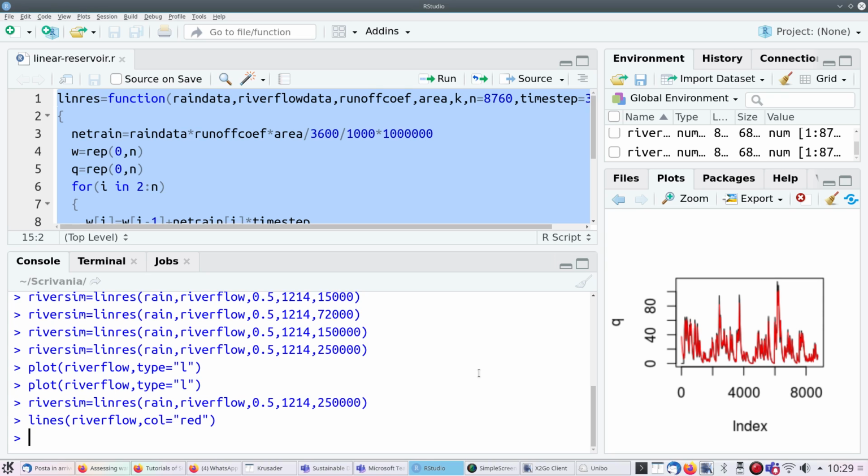And what we did is finding the optimal value for K by trial and error. What we did, it's called model calibration. We will discuss about it later. Later, not today. We will discuss about model calibration. Calibration means to find the optimal value for a model's parameters.